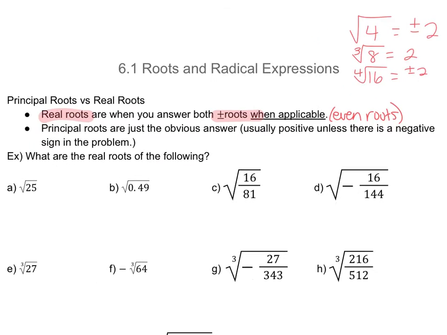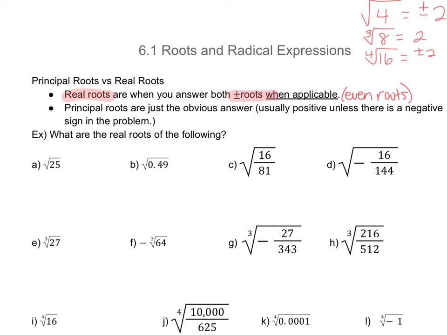All right. So now, if they just ask you for the principal root, it's just the obvious answer. So usually you just write the positive version unless there's a negative sign somewhere in the problem that needs it to be a negative. Okay.